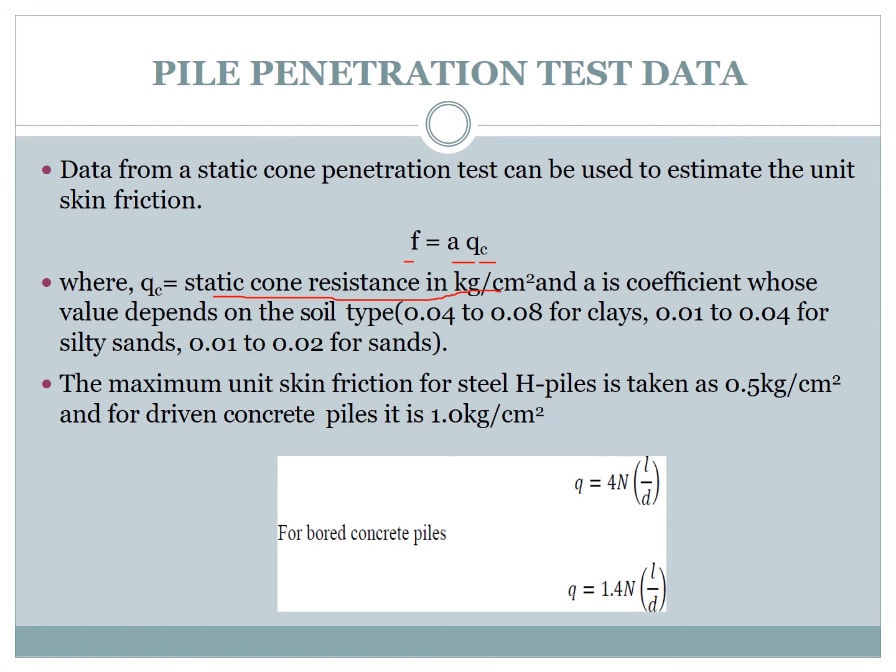The maximum unit skin friction for steel H pile is taken as 0.5, and for driven concrete pile it is taken as 0.1 kg per cubic centimeter. For bored pile, the equation is Q = 4N L/D and 1.4 N L/D.